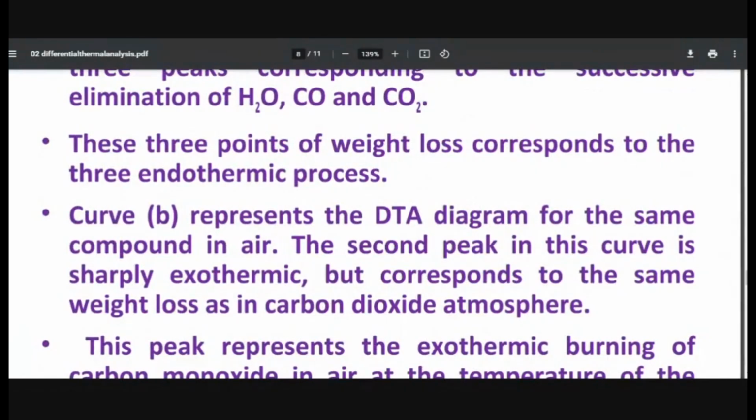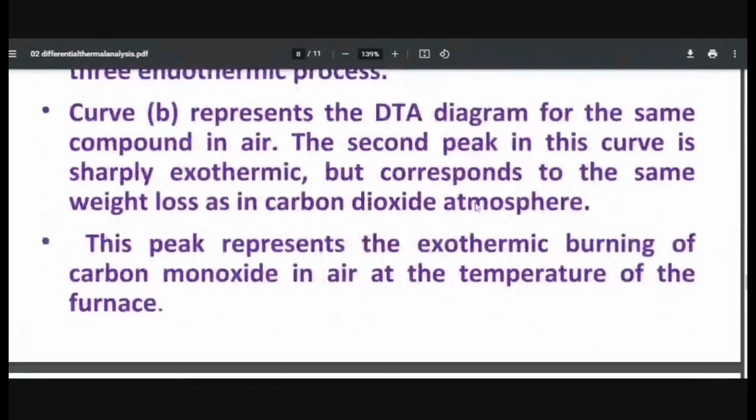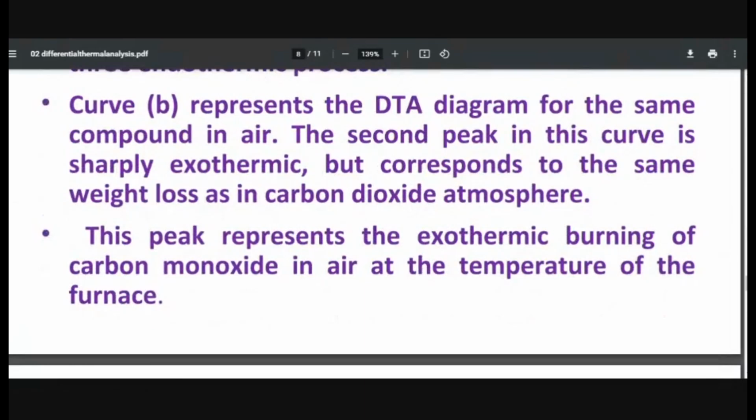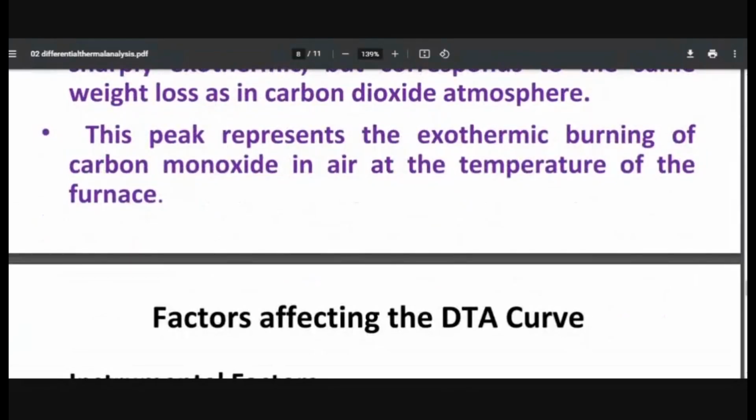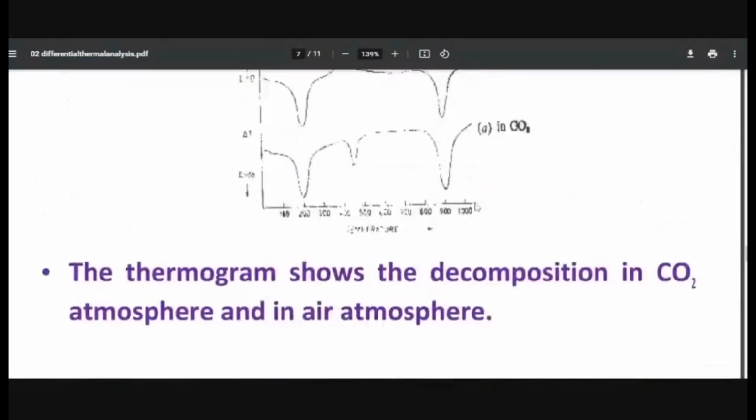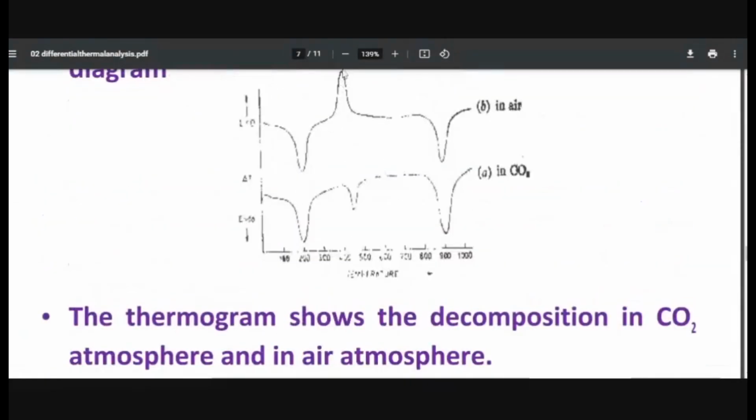Curve B represents the DTA diagram for the same compound in air. The second peak in this curve is sharply exothermic but corresponds to the same weight loss as in carbon dioxide atmosphere. This peak represents the exothermic burning of carbon monoxide in air at the same temperature of the furnace. I hope you got the idea why it is exothermic in air. Carbon monoxide is released, but the moment it is released, it is converted into carbon dioxide by oxidation. Because of that, you got an exothermic peak in air.